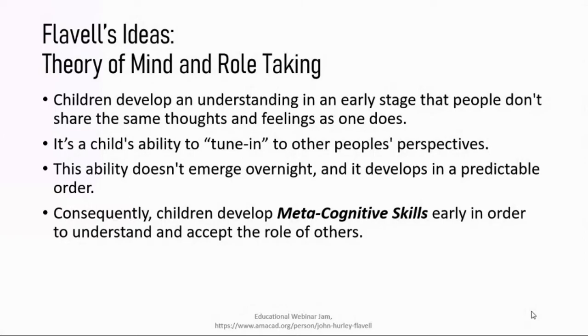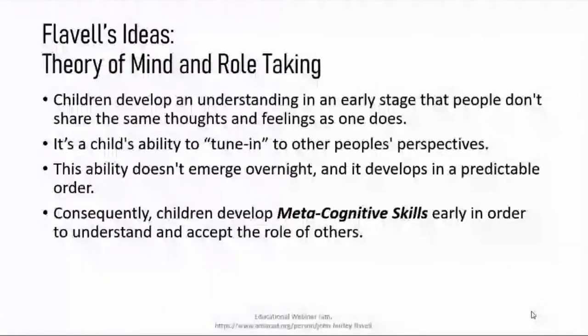In theory of mind, he explained that children develop an understanding at an early stage that people don't share the same thoughts and feelings as they do. Beyond the age of 3, children start developing the understanding that the way they think about the outside world, other people don't think like that. Through many experiments, we know about this ability of children as a scientific fact.